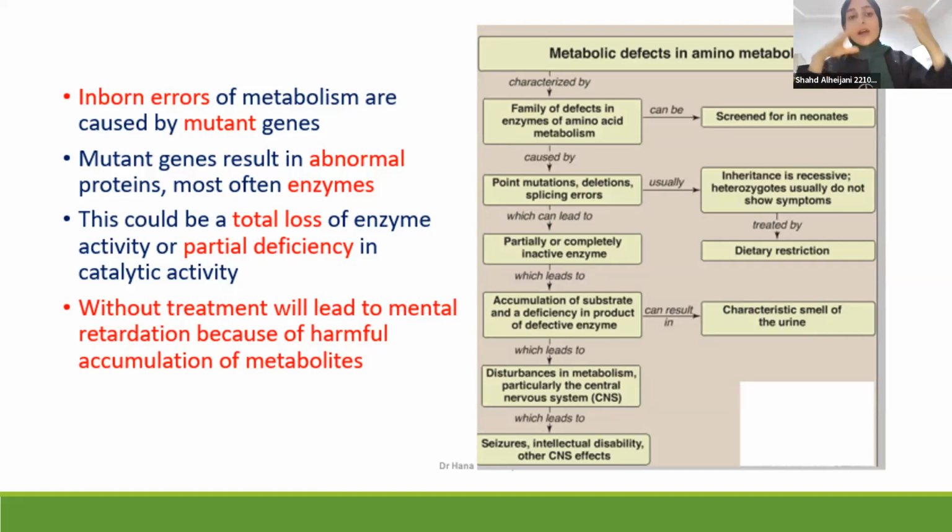Now, what's the problem here? When the product is not formed, the substrate will start building up. When the substrate accumulates, it would start causing problems in the body. So it can either cause smell in the urine, for example. This happens in maple syrup urine disease. From the name itself, you could tell that the urine would start smelling like maple syrup. Or it could cause somatic symptoms. These symptoms would include, for example, the patient experiencing seizures or alteration in muscle tone, or in severe cases, it could cause CNS effects and intellectual disability.